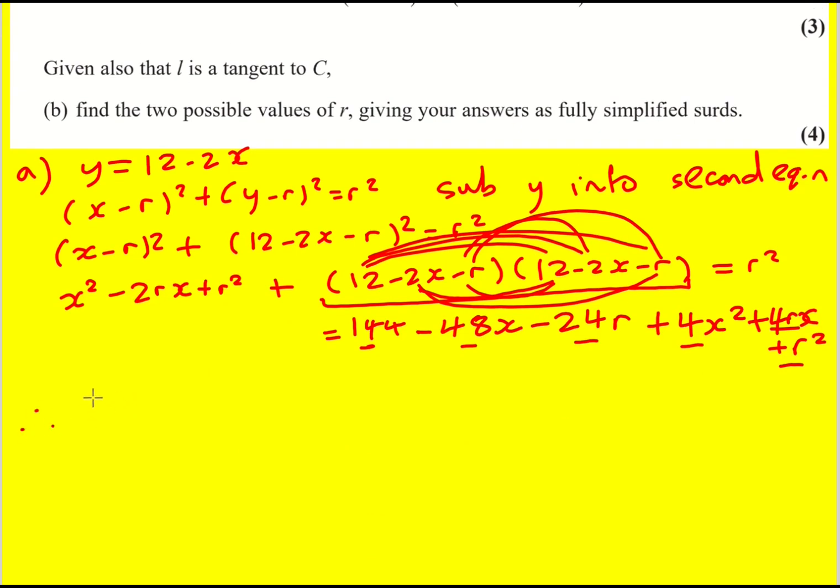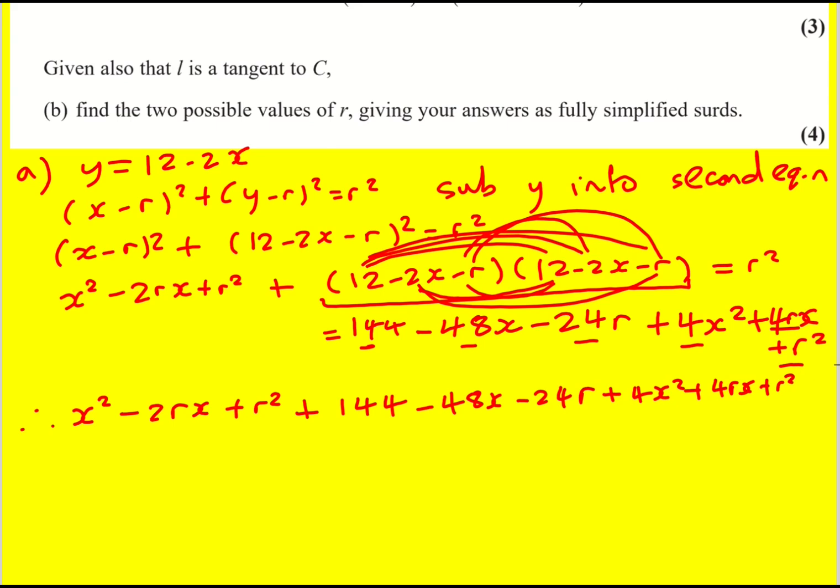So therefore, let's just write it out. x squared minus 2rx plus r squared plus 144 minus 48x minus 24r plus 4x squared plus 4rx plus r squared is equal to r squared. Okay, ready to cancel this down. We can cancel them out, leaving us 0 here. The x squared and the 4x squared give us 5x squared.